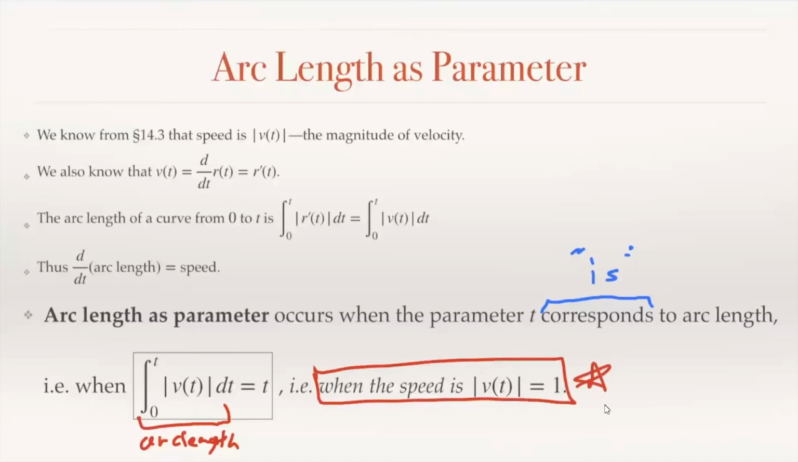And this will be a key insight for reparameterizing curves to have arc length as the parameter. The idea will be to make the speed 1, and if the speed is 1, then the arc length is the parameter. Those are the same thing.